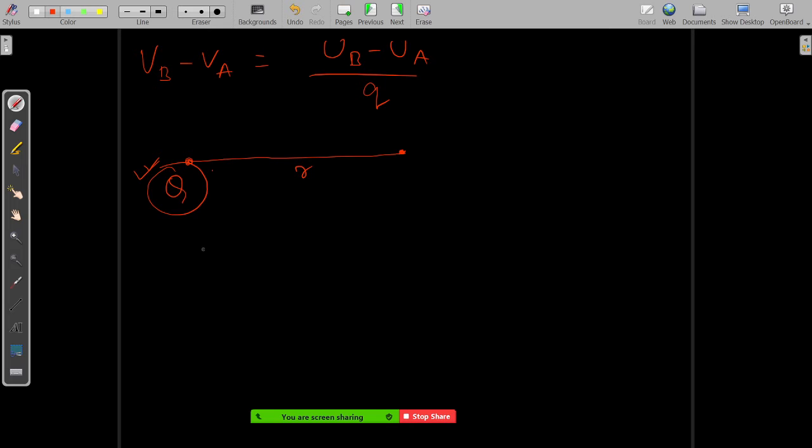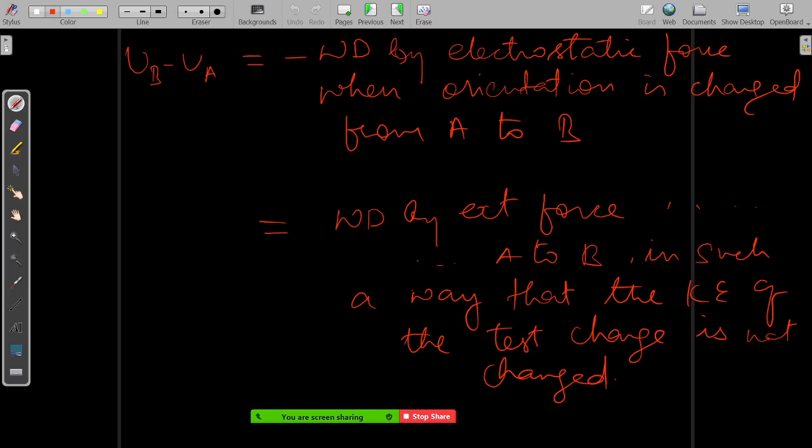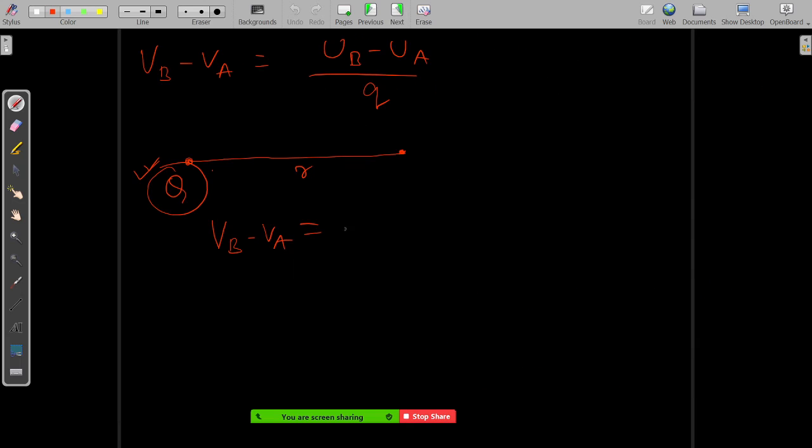So first, let's define the potential from A to B, B minus A. This is again from the previous definition: work done by the external force per unit charge. Now, what is UB minus UA? This is work done by the external force.